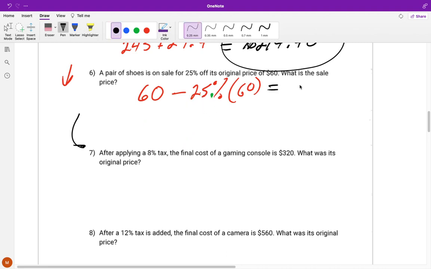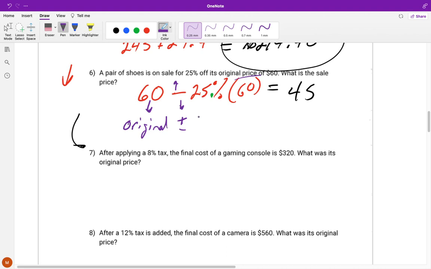So we know that this was equal to 45. So let's put these to words. 60 in this problem was the original amount. So I'm just going to write the original. The minus was because it was a discount. If it was a tax, we would be adding it. So it's going to be plus or minus.